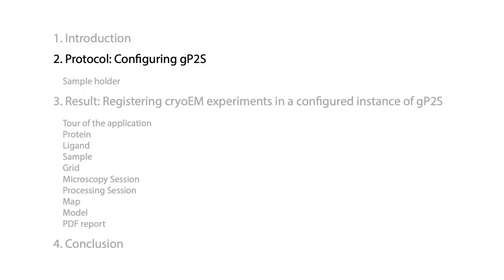The accompanying manuscript includes detailed information on how to install and configure gP2S so that it can be used to log experiments. In this video, we only illustrate one of the configuration steps, how to register a cryogenic sample holder, and then to illustrate in more detail how users can register experiments in gP2S.